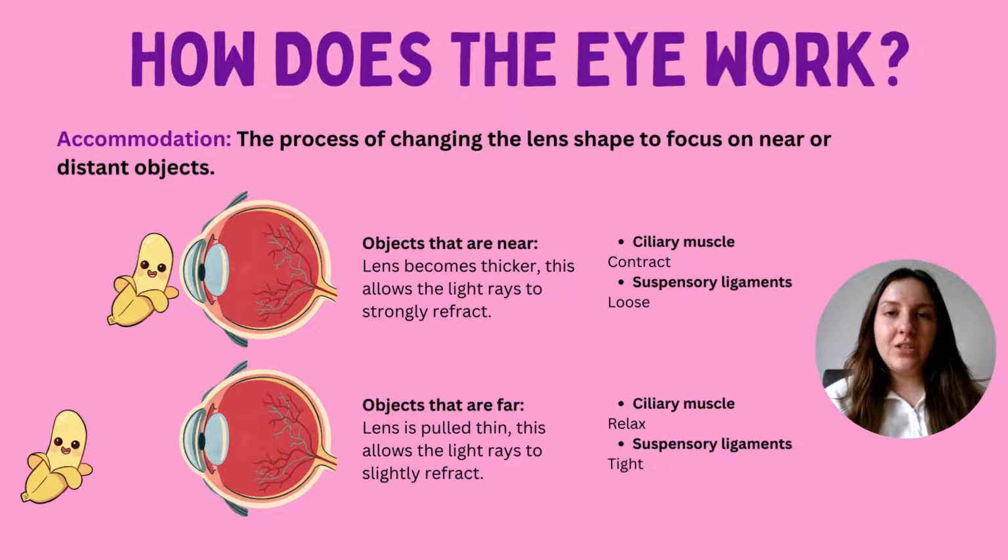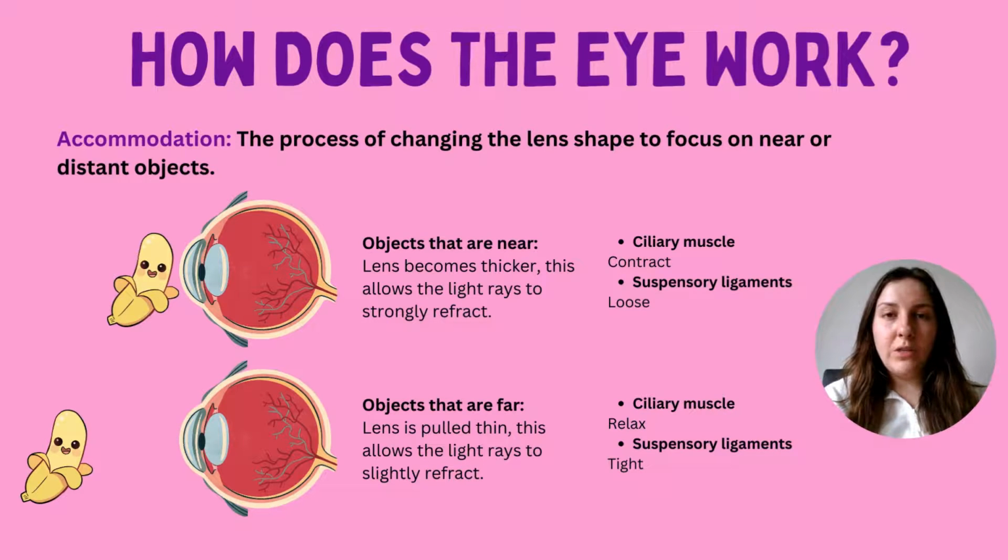So, how does the eye actually work? We've already talked about the different structures in the eye and how they function, but we also need to know how they work together to help with this idea of accommodation. Now, accommodation is a key word that you need to know the definition of for your GCSEs. So, I highly recommend making a flashcard for it. Accommodation essentially is the process of changing the lens shape to focus on near or distant objects. So, let's have a look at what happens to the eye in both cases.